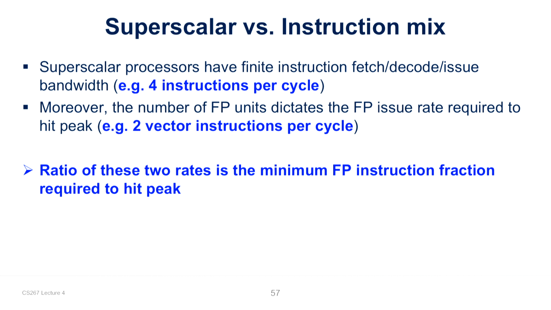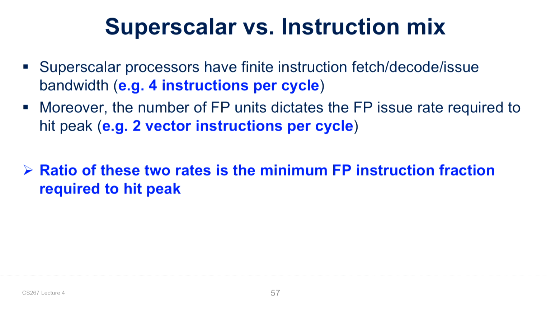So for example, it may have only 2 floating point units, even though it's got 4 instructions per cycle. And the ratio of these 2 rates, that is the number of instructions issued divided by the number of floating point operations, is going to tell you what kind of instruction mix you need in order to keep the floating point units saturated. So that's the name of the game in the roofline model: to fully saturate your floating point units.